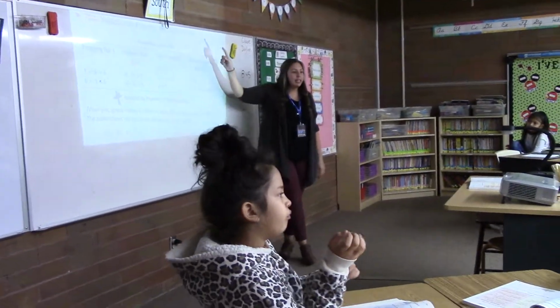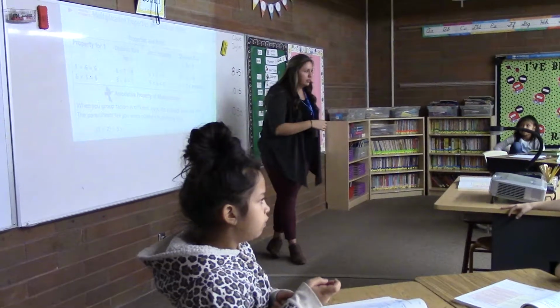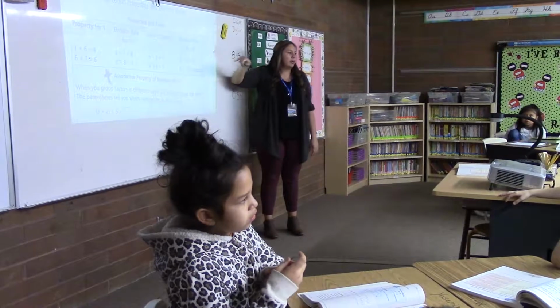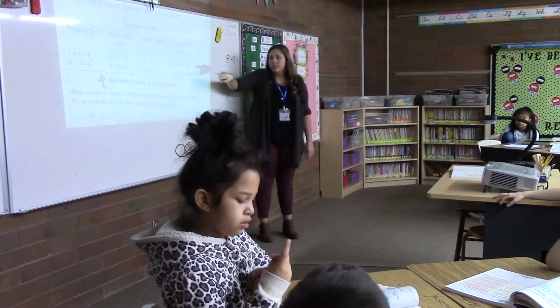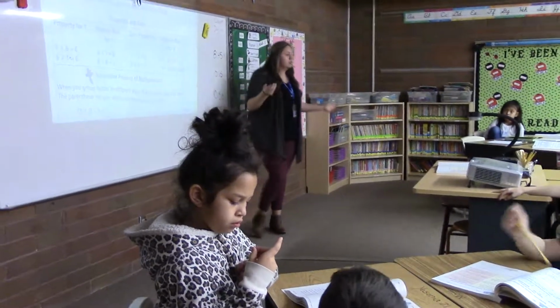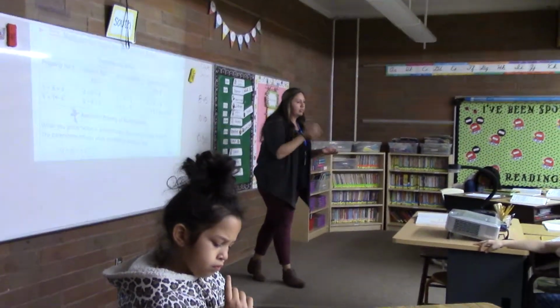0 property. Anything times 0 is what? 0. Division. 0 divided by 6, but 6 divided by 0 is impossible, right? You can't divide by 0 if you don't have anything to divide by.